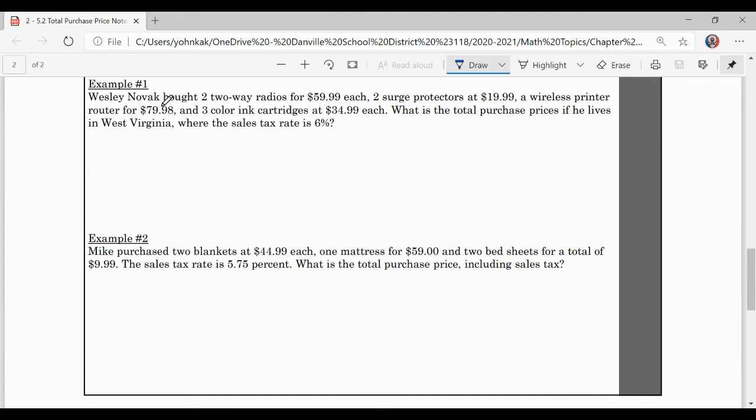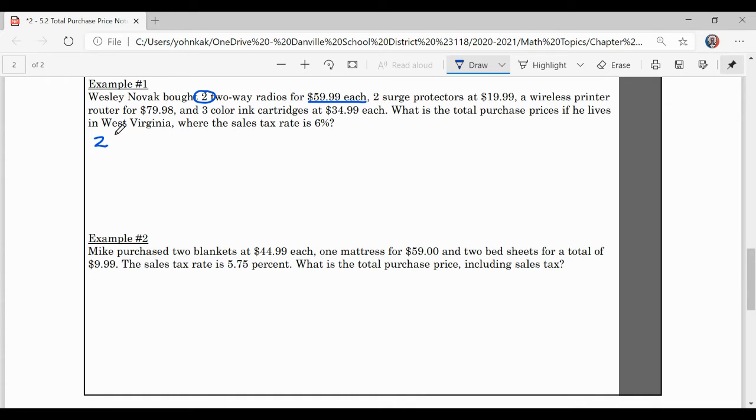2 surge protectors at $19.99, a wireless printer router for $79.98, and 3 color ink cartridges at $34.99 each. What is the total purchase price if he lives in West Virginia where the sales tax rate is 6%? So we need to figure out his total amount that he purchased. So we have two-way radios and they're $59.99 each.